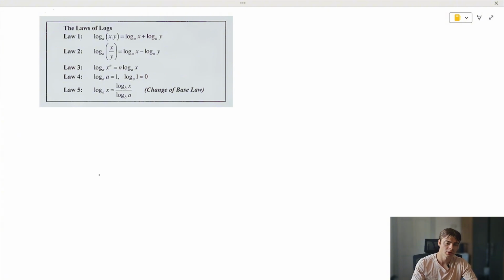Why? Let's see, for example, log of 5 to the base 5. What it means is what power you need to raise 5 to, to get 5. And of course it's 1, because you need to raise 5 to the power of 1 to get 5. The next one is log of 1 is 0.